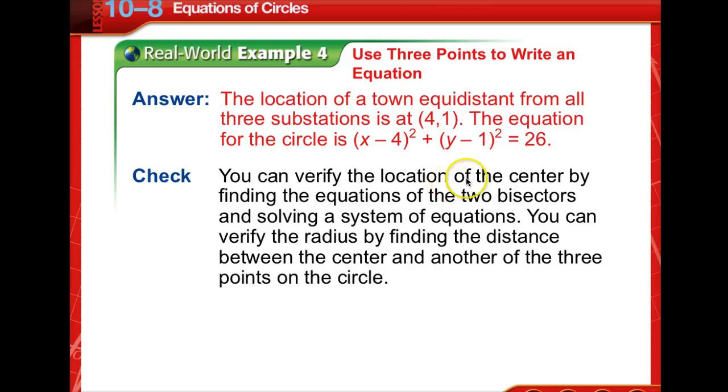You can verify the location of the center by finding the equations of the 2 bisectors and solving a system of equations. You can verify the radius by finding the distance between the center and another of the 3 points on the circle.